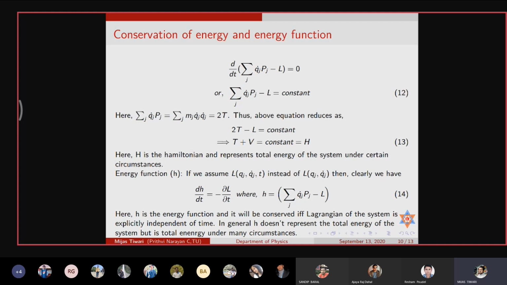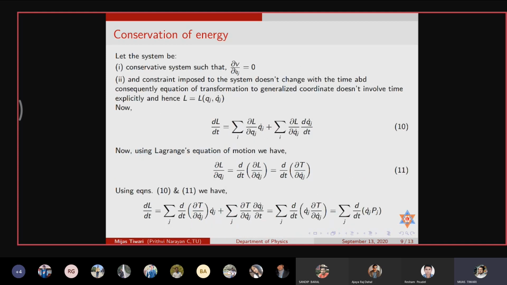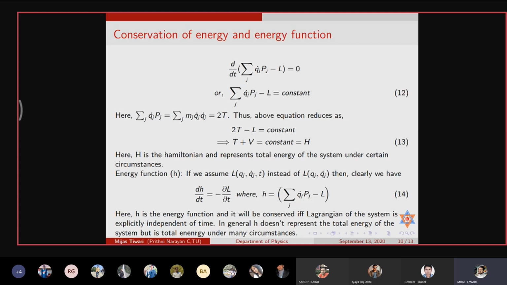Now here we have limited our assumption to time independence. So what happens if we assume that the Lagrangian is in fact dependent upon time? The above equation must reduce to dH by dt equals minus del L by del t, where H represents the summation j q dot j pj minus L. Here H is the energy function.